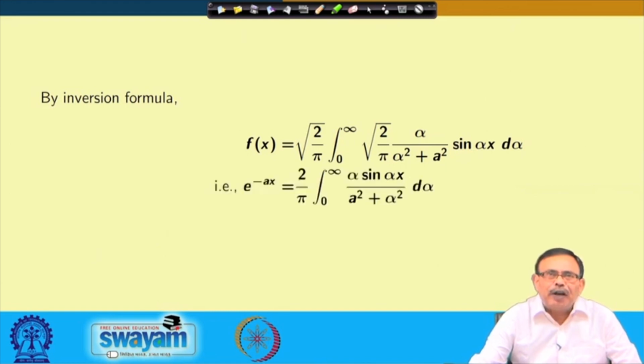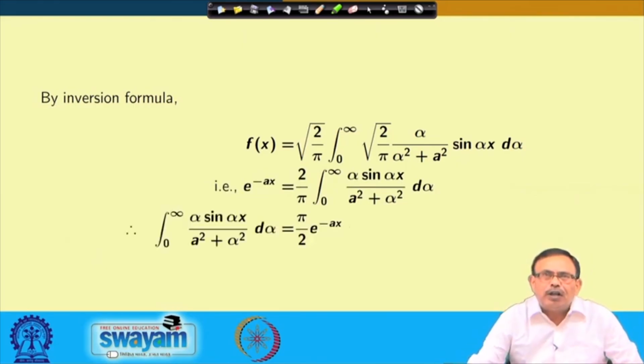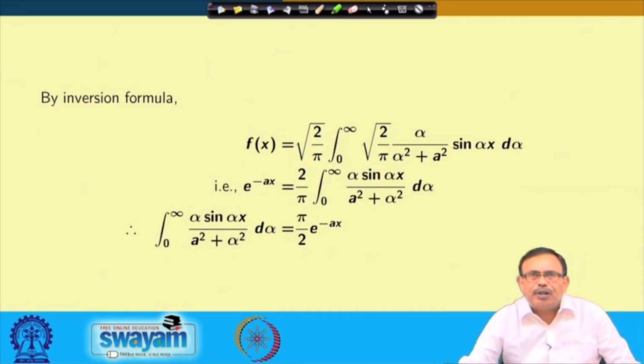So, that your f(x) is given as e^(-ax). So, e^(-ax) equals 2 by pi into the given integral. So, that the value of the given integral, that is, integral from 0 to infinity of alpha sin(alpha x) by (a square plus alpha square) d alpha is nothing but pi by 2 into e^(-ax).